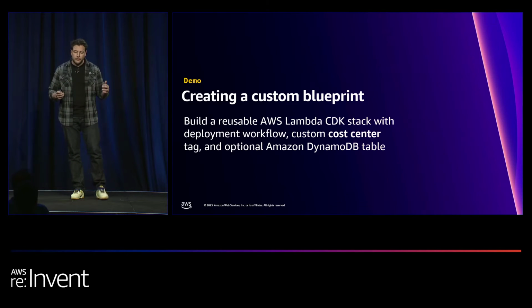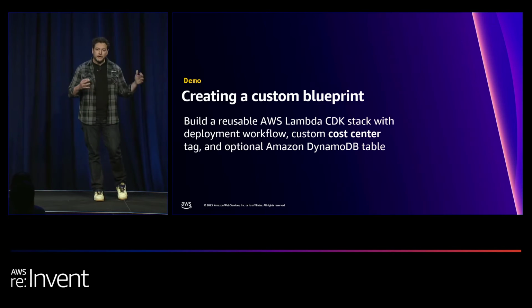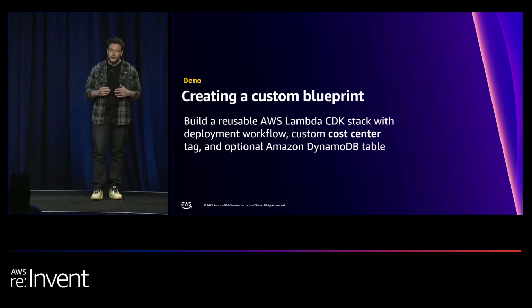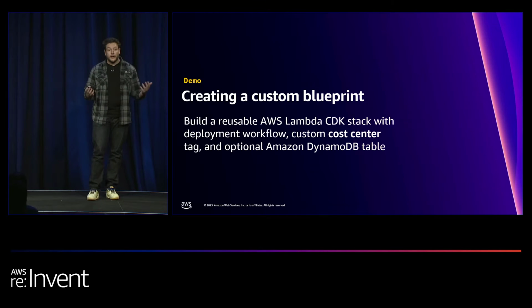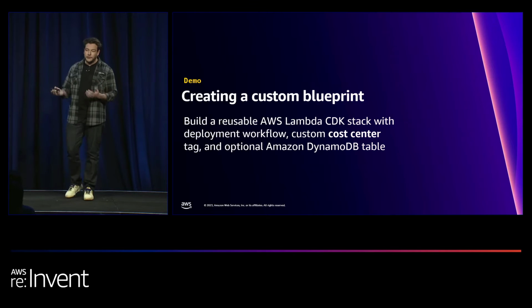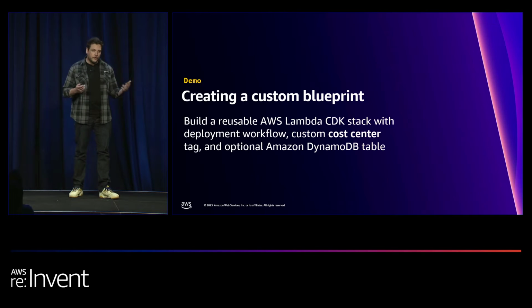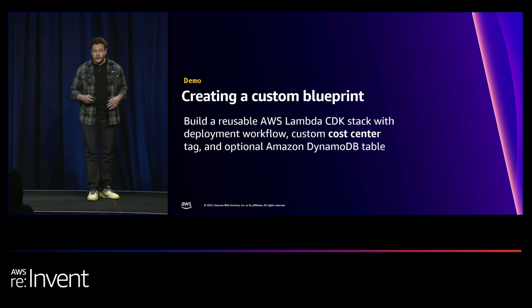So today what I'm going to do is give you a demo of using a custom blueprint now to create a simple Lambda stack that conforms to the best practices of your company, in this case, a cost center tag. We're also going to show how you can make it dynamic, including an optional DynamoDB part, and then how you can define the regions in which the blueprint can deploy to, as well as configuring the AWS accounts. So we'll jump right in.